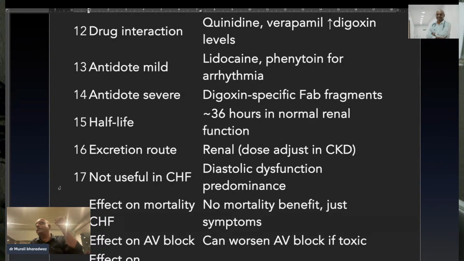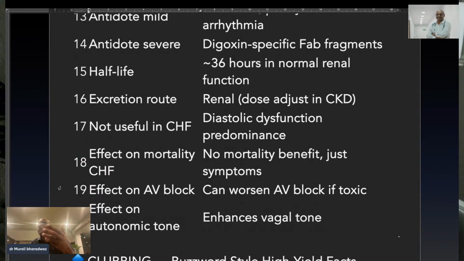What is the half life of digoxin? If the renal function is normal, it is 36 hours. Digoxin is excreted by the kidney, hence dose adjust in CKD. And congestive heart failure can be of two kinds. What are they? Systolic dysfunction, and diastolic, inability to fill. Systolic is inability to pump.